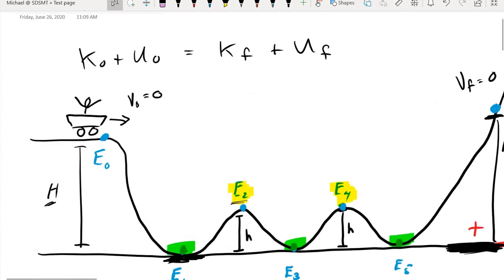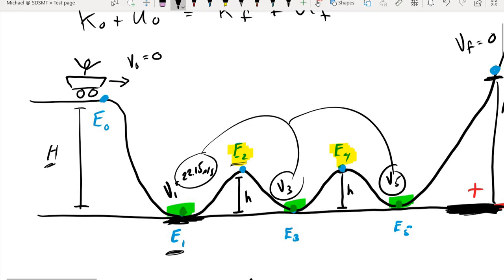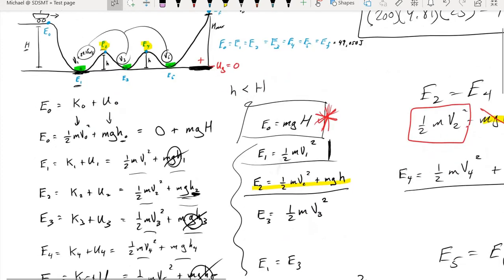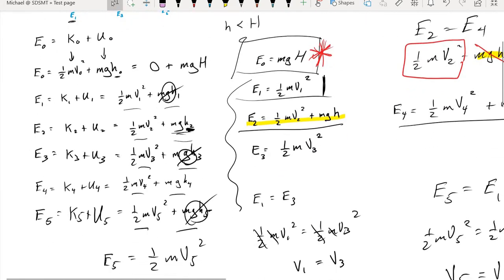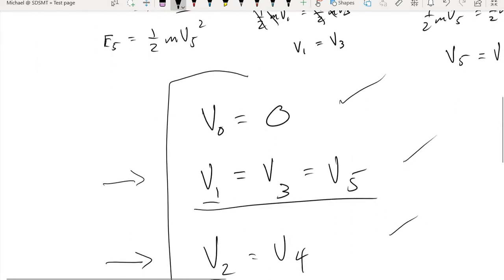of that first hill. So right here, we've got 22.15 meters per second. But that's also how fast we're going when we get to the bottom of the next hill and the next hill. All three of these are going to be 22.15. And that has already been established by comparing E1, E3, and E5. So these are all 22.15 meters per second.